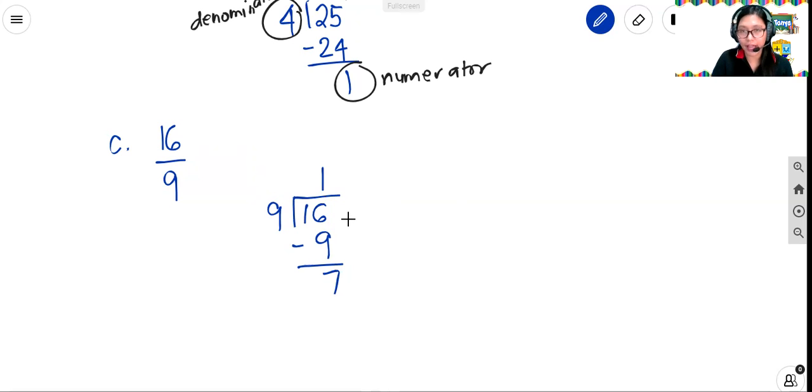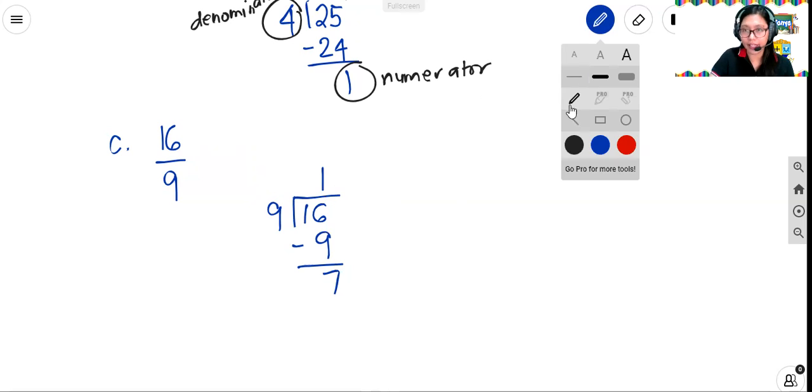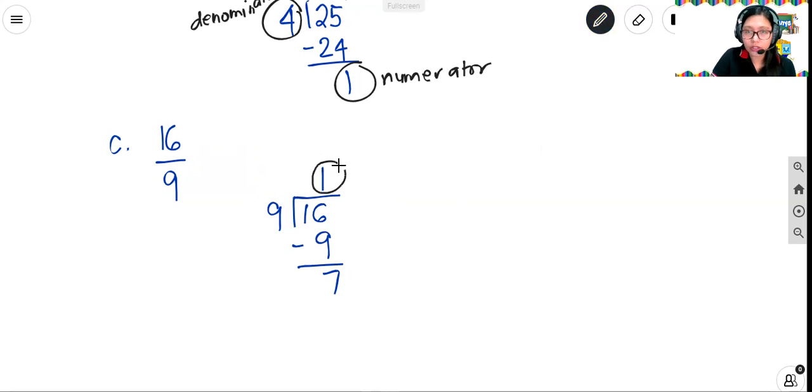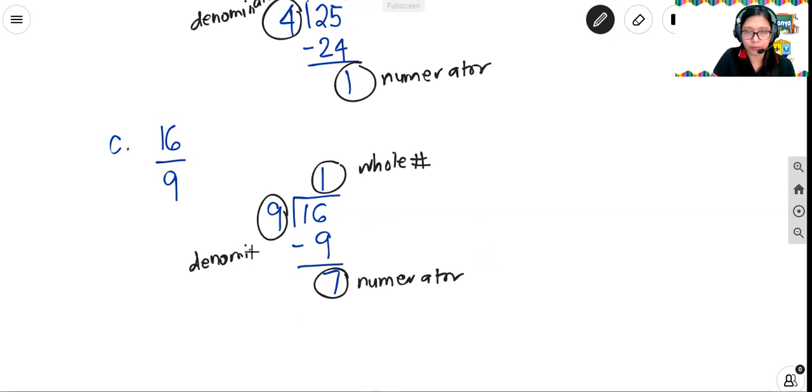Therefore, we can now write the mixed number form. Again, the answer on top is the whole number. The remainder is the numerator. And the divisor is the denominator. Therefore, 16 over 9 is equal to 1, the whole number, 7, the numerator, over 9, the denominator.